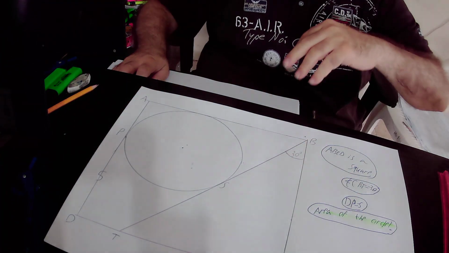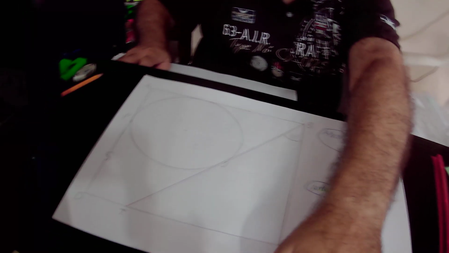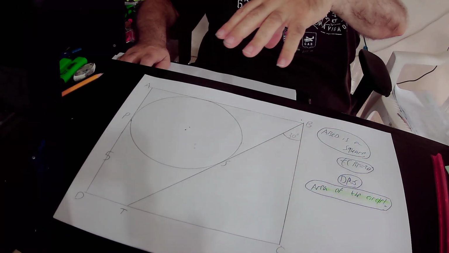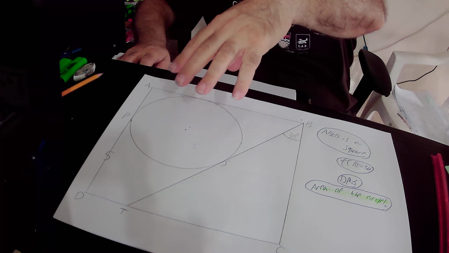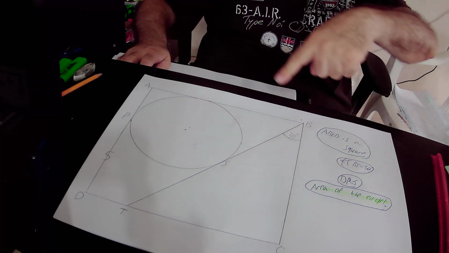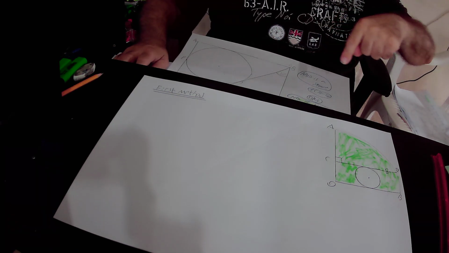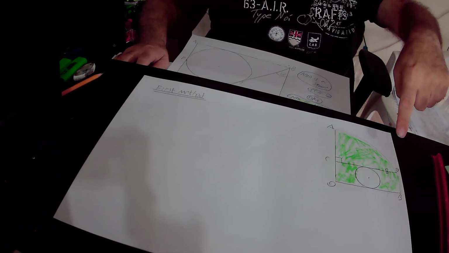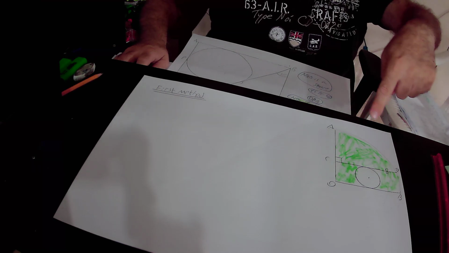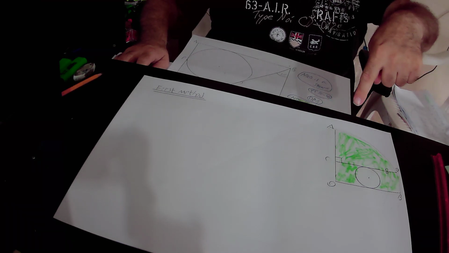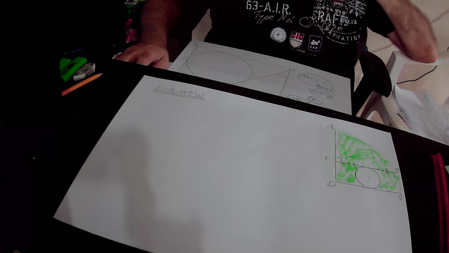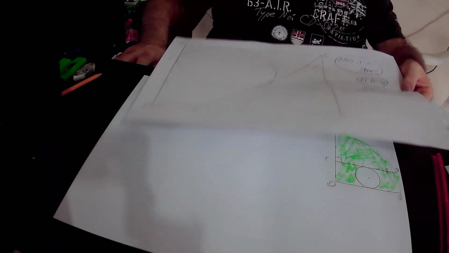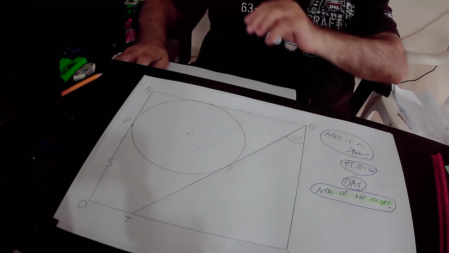Now, in this lecture, I'll answer two questions. In the first question, we'll find out the area of this circle that is inside square ABCD. And in the second question, we'll find out the value of the green area that is inside this quarter circle. So we'll start with the first question.